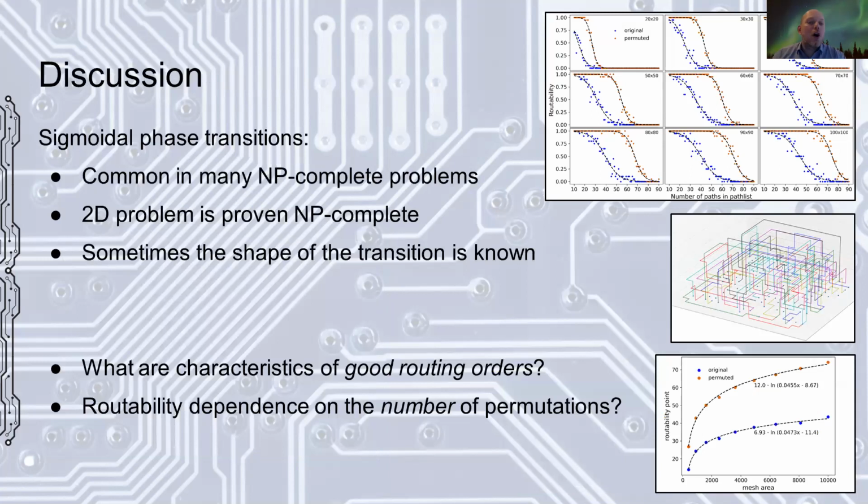So there are a few open issues left. First of all, it should be noted that these kinds of sigmoidal transitions, as we see them here, are very common in NP-complete problems. Right? In satisfiability, in the Hamiltonian cycle problem, they are very common. Now for 2D routing, it has been proven, this is very closely related, that it is NP-complete. To our knowledge, for 3D routing, we are not so sure. So the sigmoids themselves are not so very surprising, but the connection should really be investigated for the sake of theory.